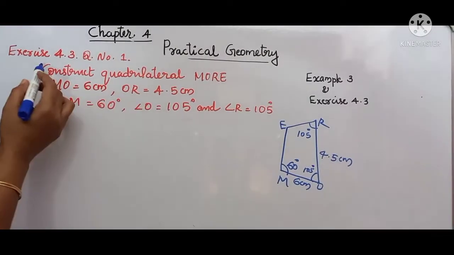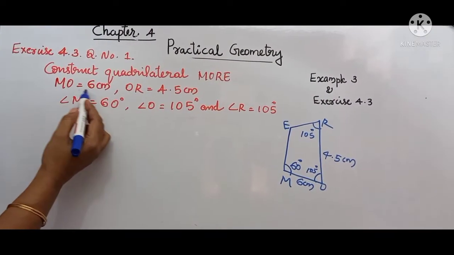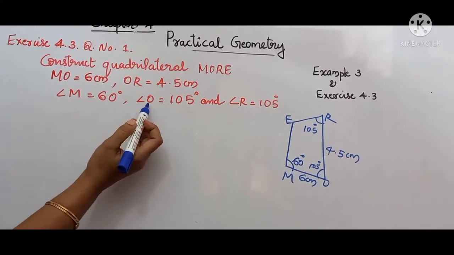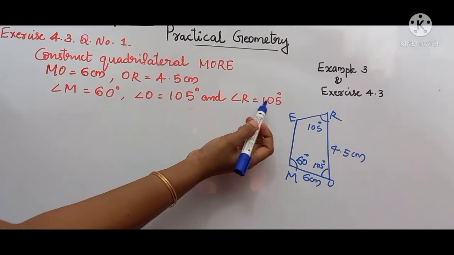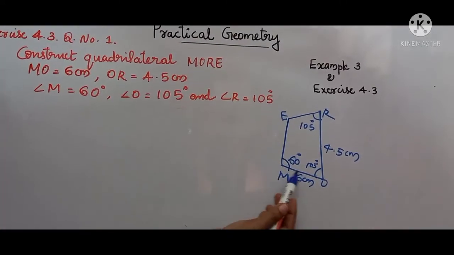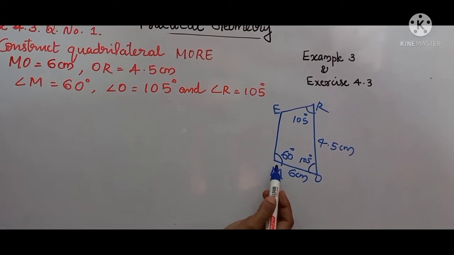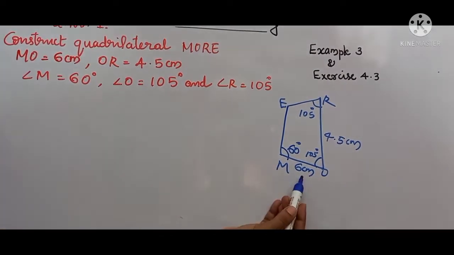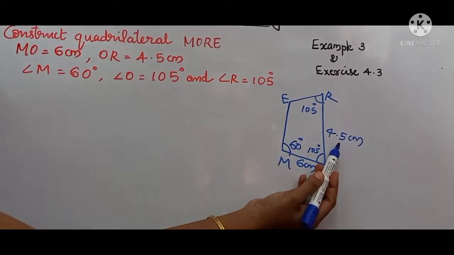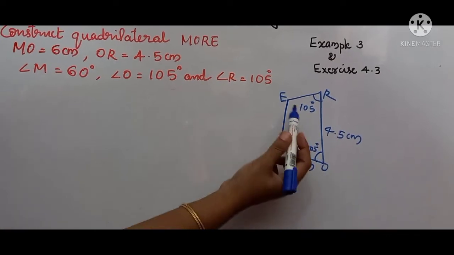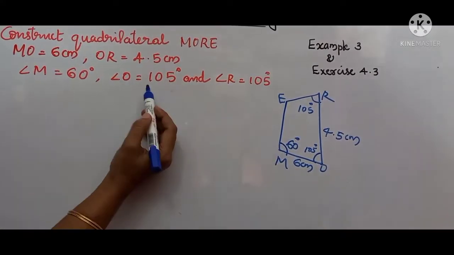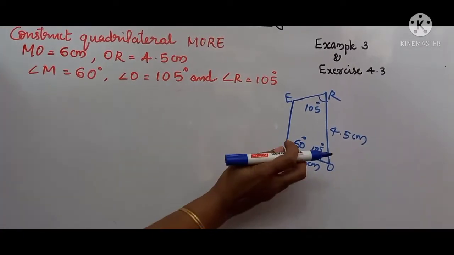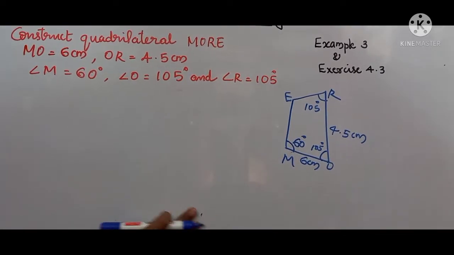Okay, then the second question is: construct quadrilateral MORE where MO is equal to 6 cm, OR is equal to 4.5 cm, angle M is equal to 60 degrees, angle O is equal to 105 degrees, and angle R is equal to 105 degrees. Here I have drawn the rough sketch of MORE. Here MO is equal to 6 cm, and OR is equal to 4.5 cm. Then two sides are given, then three angles: angle M 60 degrees, angle O 105 degrees, angle R also 105 degrees.